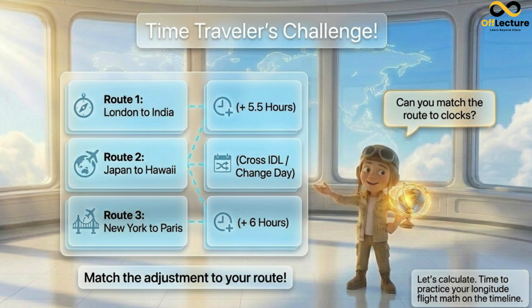Time Traveler's Challenge. Let's test your new calculation skills with a challenge. Can you match these routes to their adjustments? Route 1 from London to India requires adding 5.5 hours. Route 2 from Japan to Hawaii crosses the date line to change the day. Route 3 from New York to Paris requires adding 6 hours.